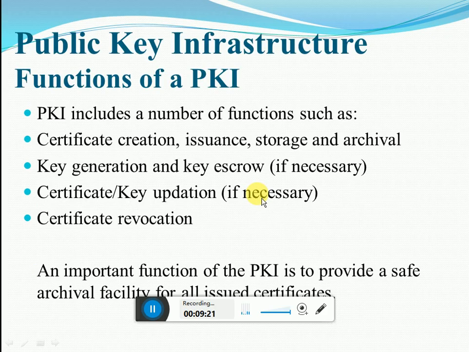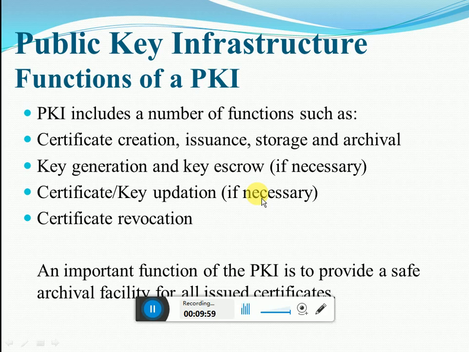Next, we are going to discuss public key infrastructure. First, we will talk about the functions of public key infrastructure. Public key infrastructure includes a number of functions such as certificate creation, issuance, storage and archival. So basically, the certification authority is part of public key infrastructure. The second function of this PKI is key generation and key escrow if necessary.